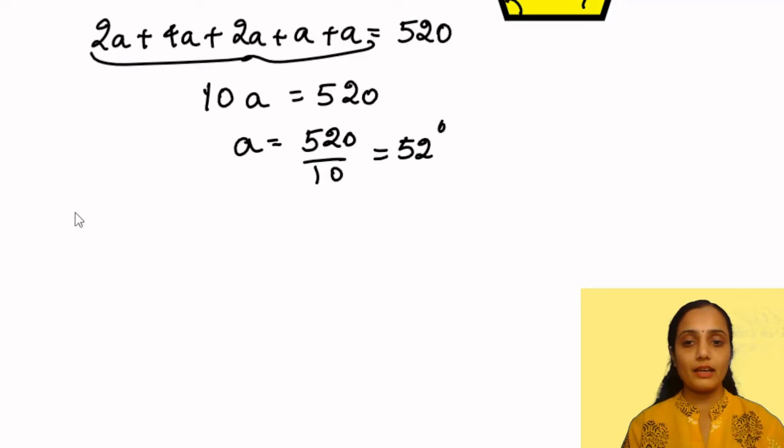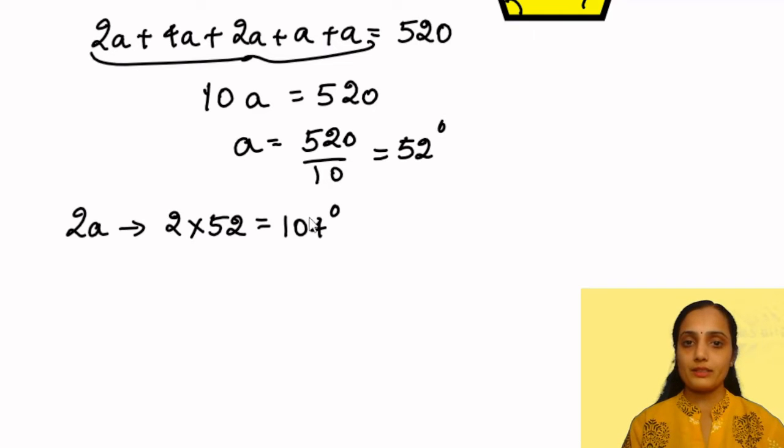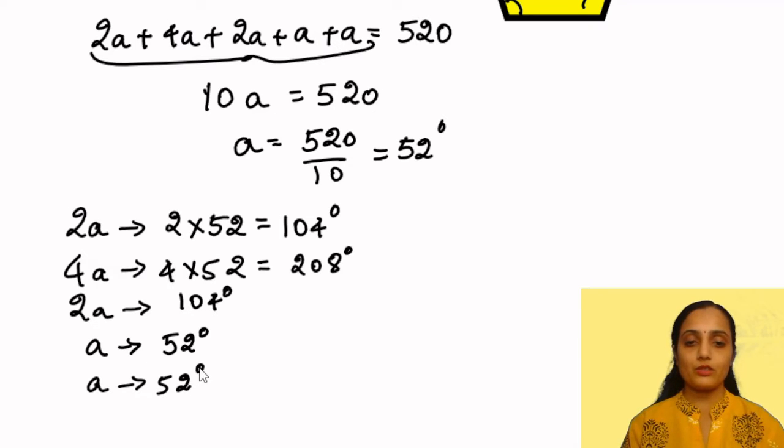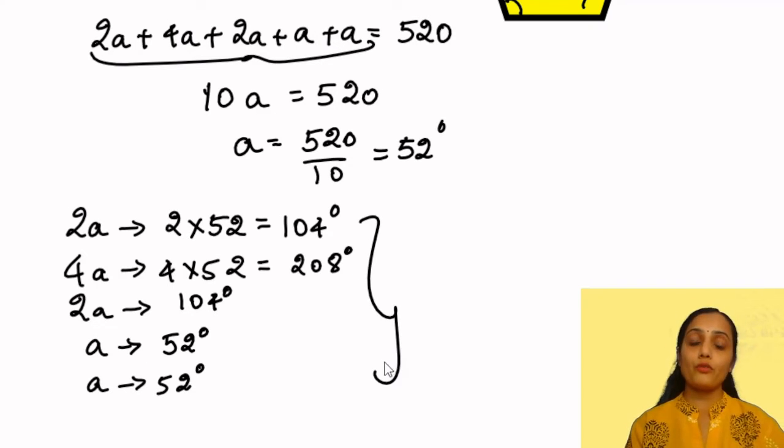So the first angle 2a will be 2 into 52, gives us 104 degrees. 4a gives us 4 into 52, which gives us 208 degrees. Again, 2a will be 104 degrees. The fourth angle a is just 52, and the fifth angle is also just 52. So here are the five angles of the pentagon.